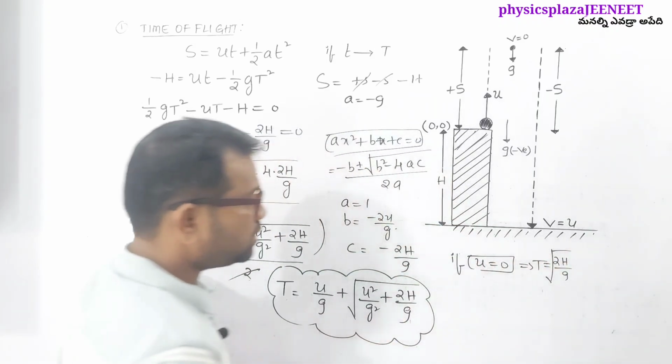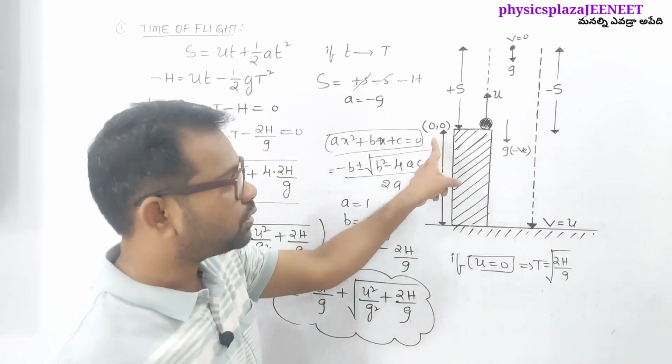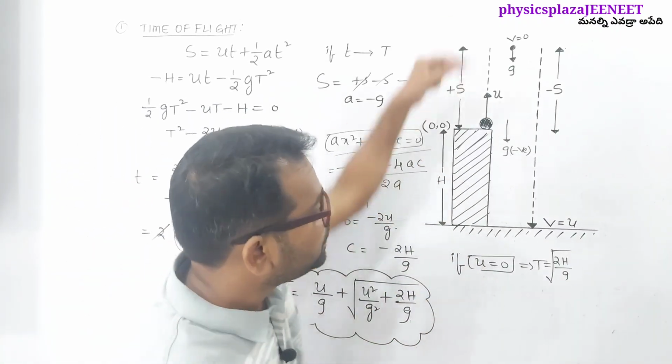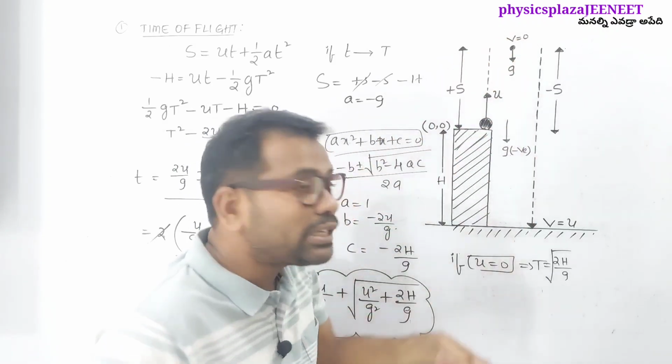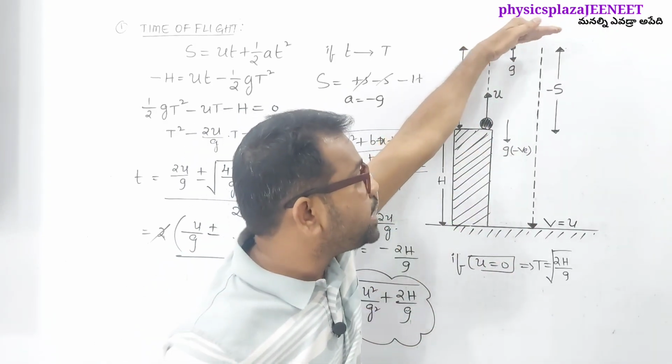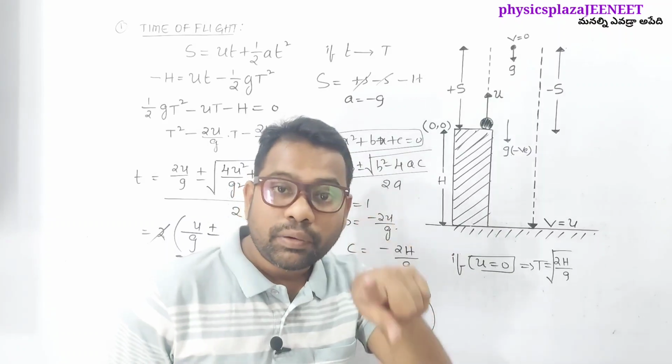Means what? You make it out, sir. How will u be 0, sir? We are throwing from here. No. u is equal to 0 means what? From here, so this is a downwards journey. So this will become case 1. Body is thrown from height to ground. Time of flight we got already.